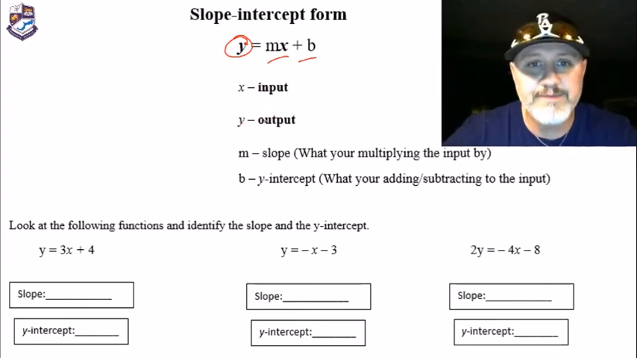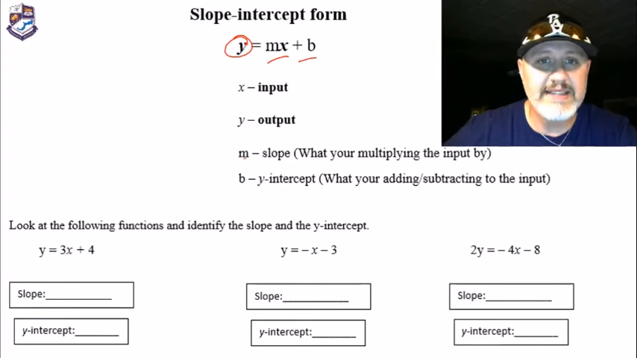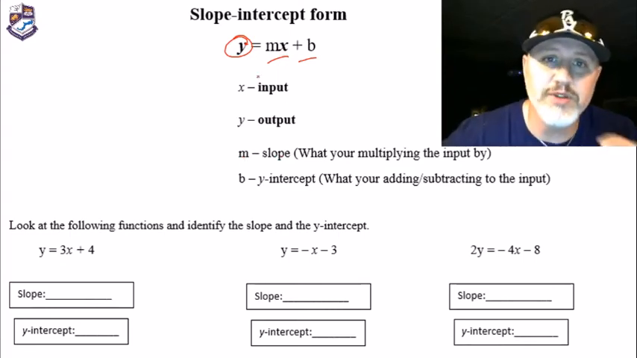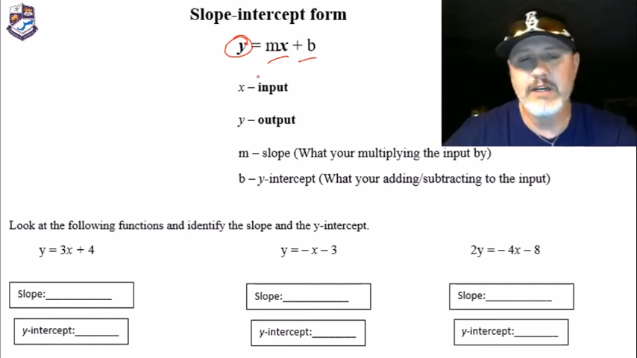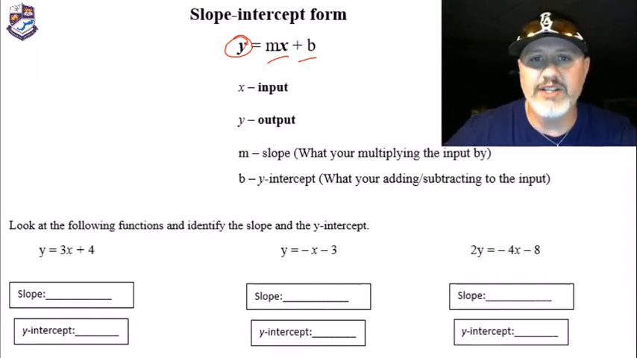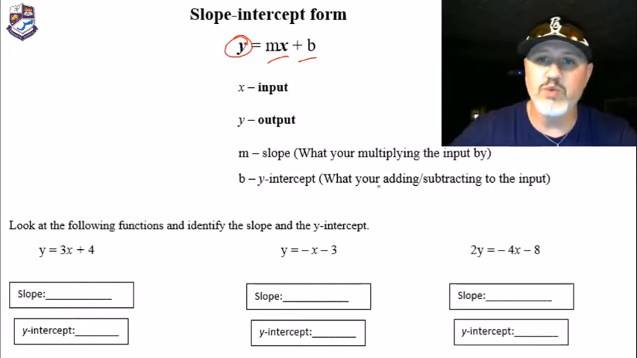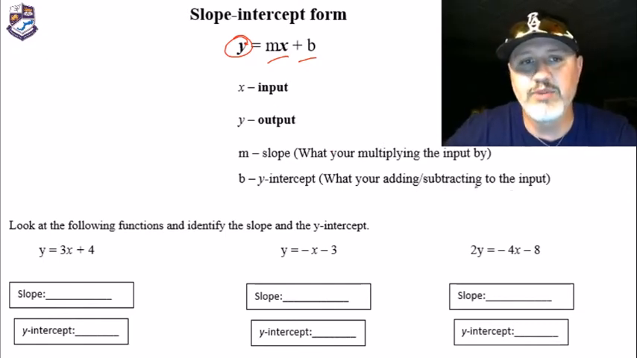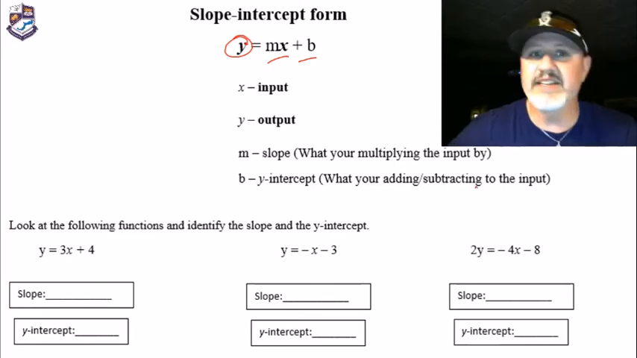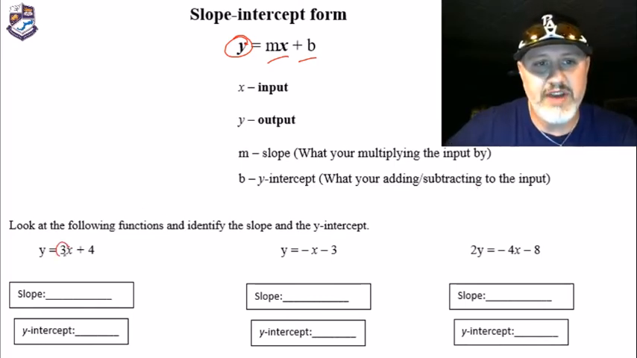Or y. Your slope is m, right? It's the coefficient of x. It's what you're multiplying the input by. And your b is your y-intercept, your constant. It's what comes last. And if we're talking about patterns, it's what you're adding or subtracting to the input. So it's basically this easy. The coefficient of x is the slope, okay?